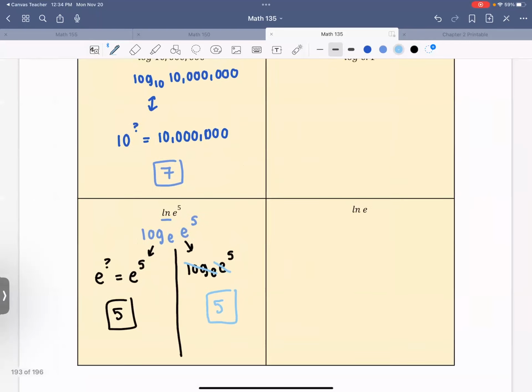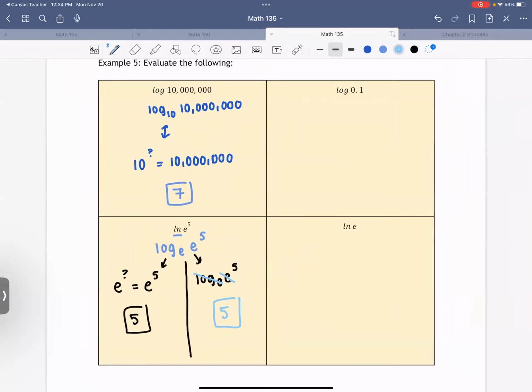All right. Why don't you try the next two, log of 0.1 and ln of e, and then we'll come back. I know I didn't give you that much time to work on it, but we'll come back.